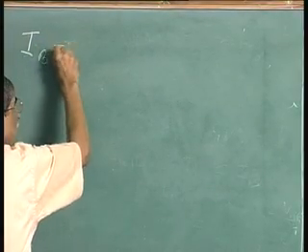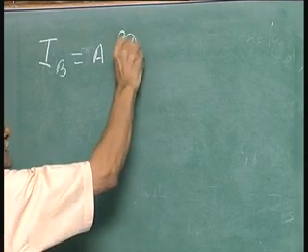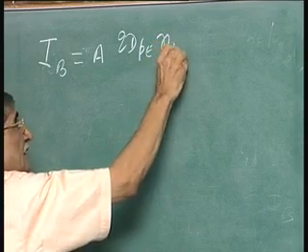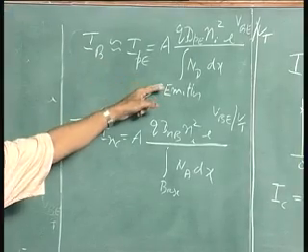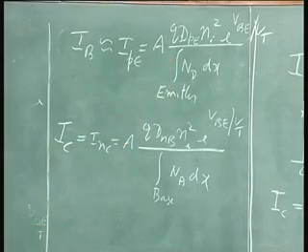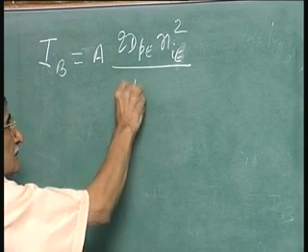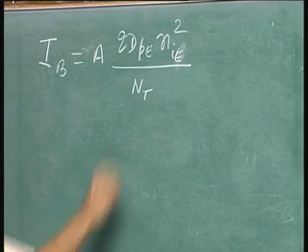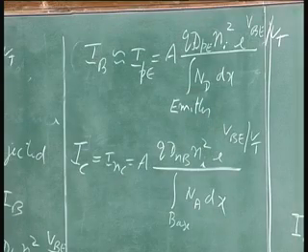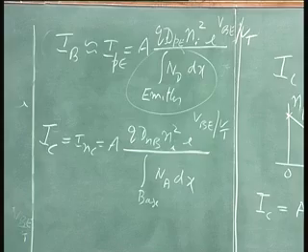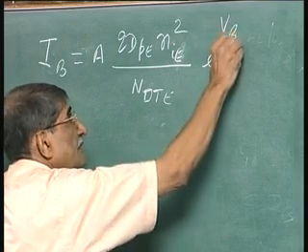IB is actually area into QDPE. I will put it as Nie squared. This Nie refers to the emitter, the hole current injected into the emitter. So, we are talking about doping in the emitter. Divided by NDTE, the total doping concentration in the emitter, into e to the power of VBE by VT.